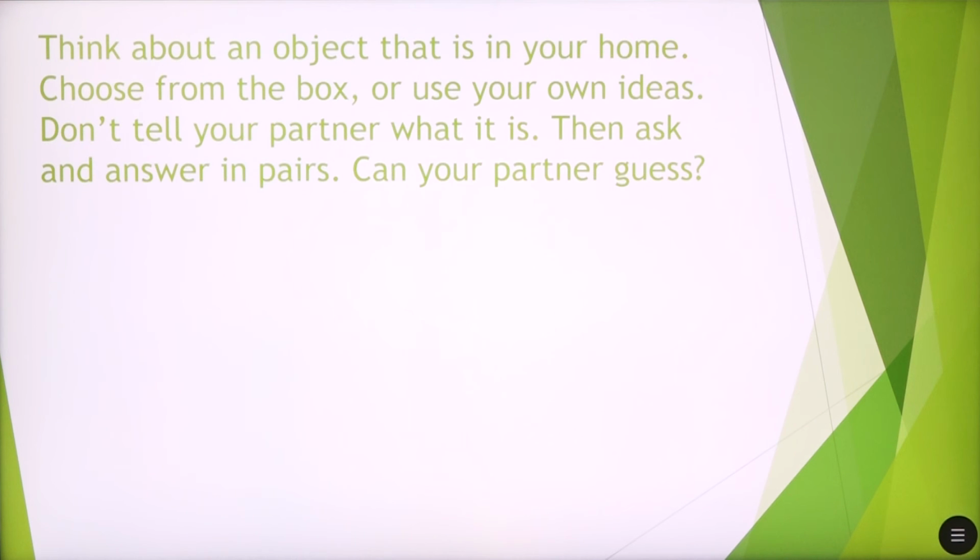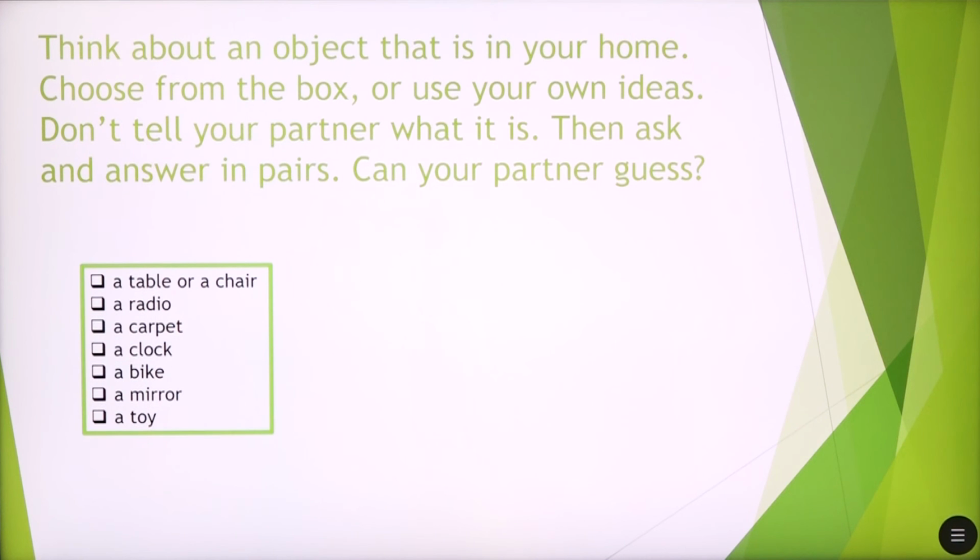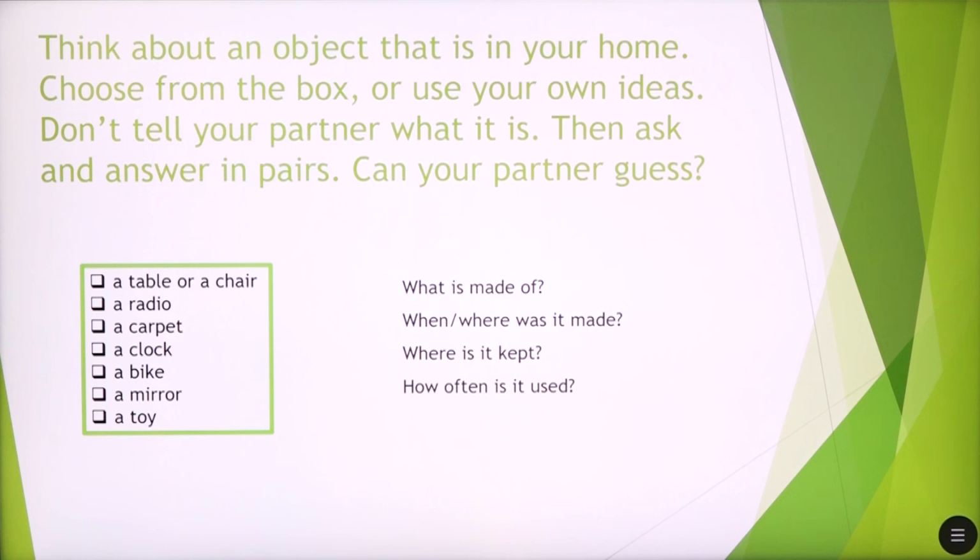Think about an object that is in your home. Choose from the box. You can see the box with the words here, or you can use your own ideas. Don't tell your partner what it is, then ask and answer in pairs. Can your partner guess? What is it made of? When or where was it made? Where is it kept? How often is it used?